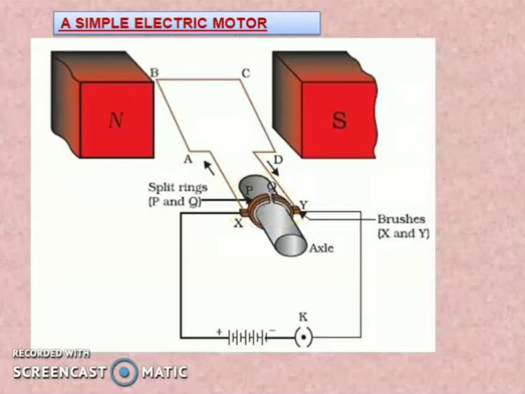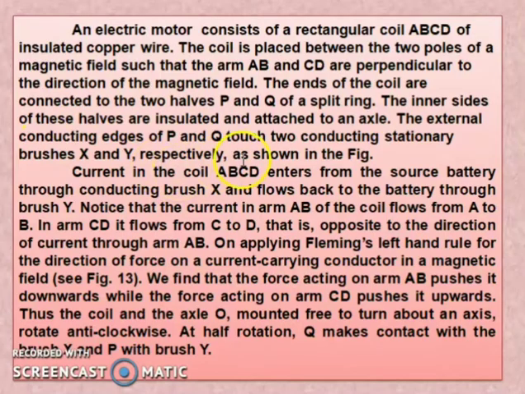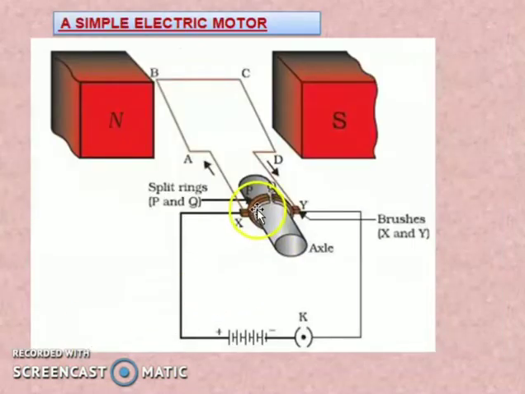Here the names are changed to B1 and B2. So these are the split rings. The inner sides of these halves are insulated and attached to an axle. So this P and Q will be attached to an axle.